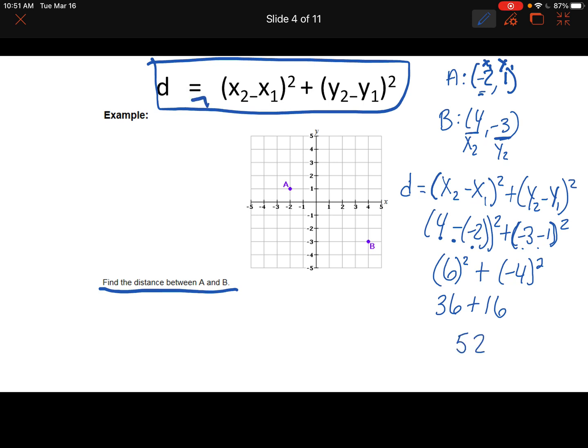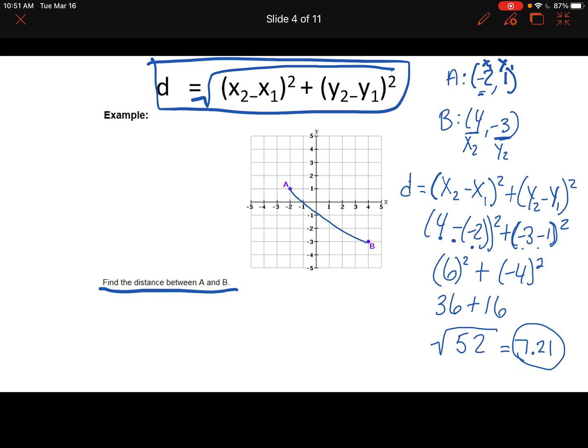Okay, and it looks like I forgot the square root on the outside, so your last step is to take the square root. So the square root of 52 is 7.21. That is the distance between A and B. Okay, so if I were to draw a line like that, that's the distance.